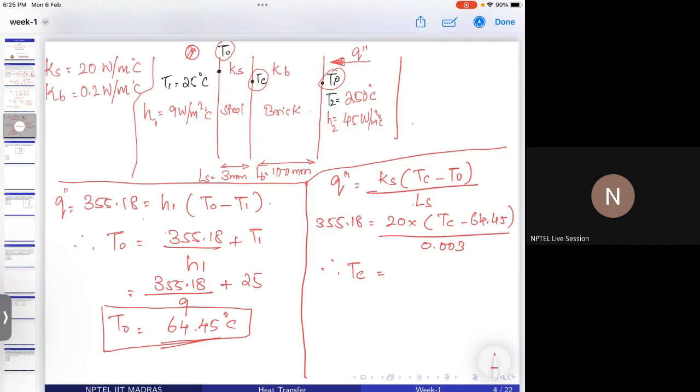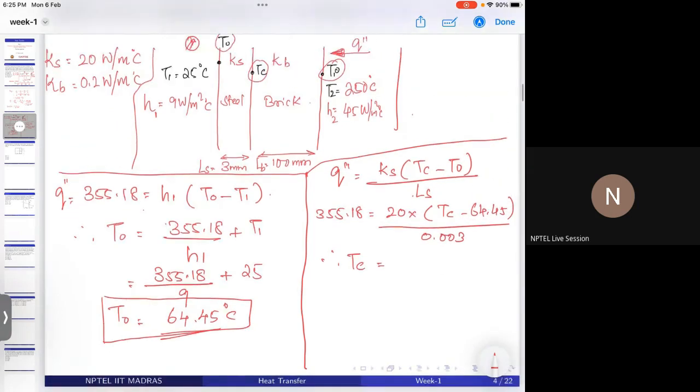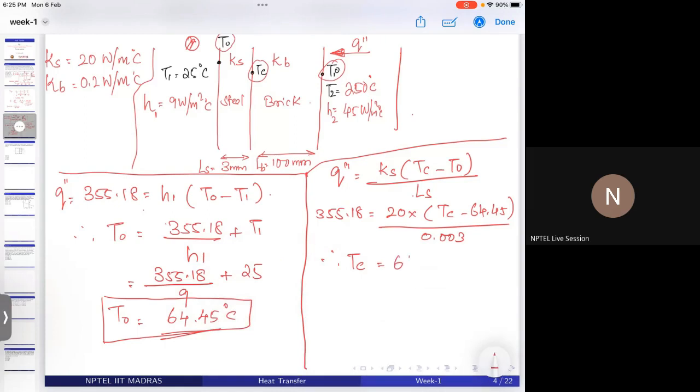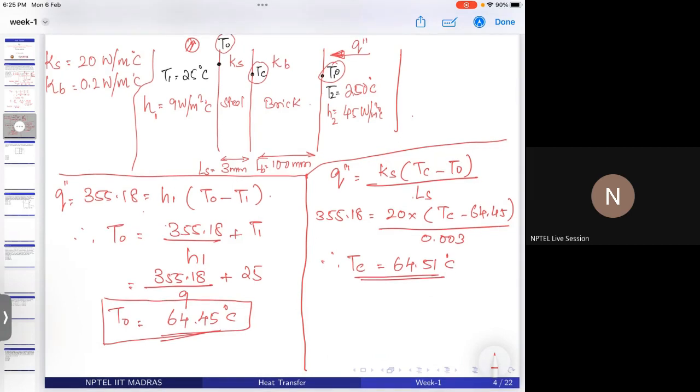I am not getting 150. I am getting around 64.51. So please check. Anybody others? Please confirm the answer. So 64.51, yeah, it should be 64.51 degrees Celsius.